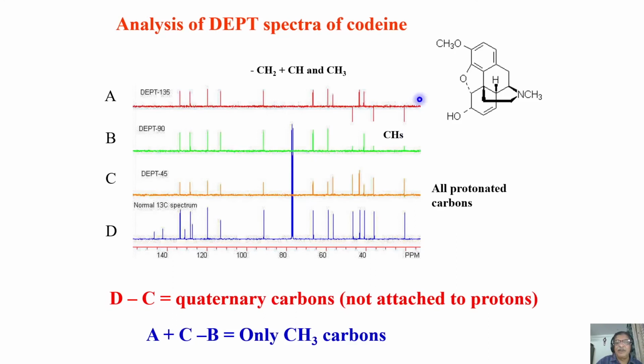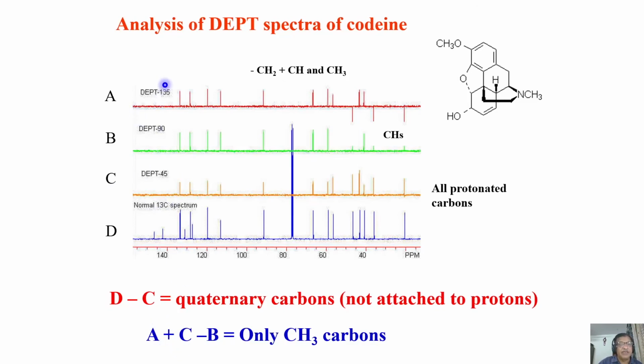So this is a bigger molecule like codeine, which is taken from the literature. You can see various combinations you can do. If A, B, C, D, D is the normal spectrum, and in this case C has all protonated carbons coming at 45. Scale it and then take the difference between these two, and you get only quaternary carbons. Similarly, you take A plus B.